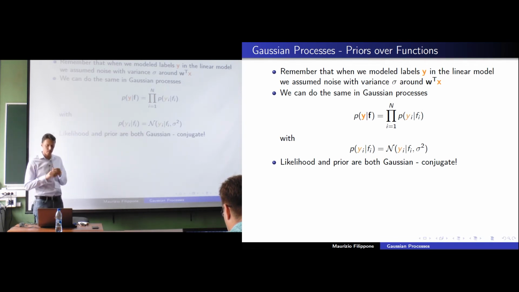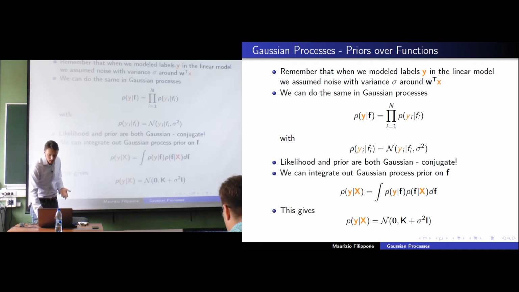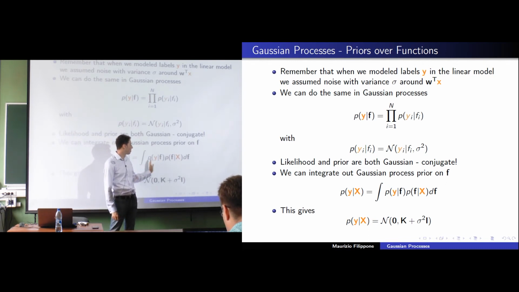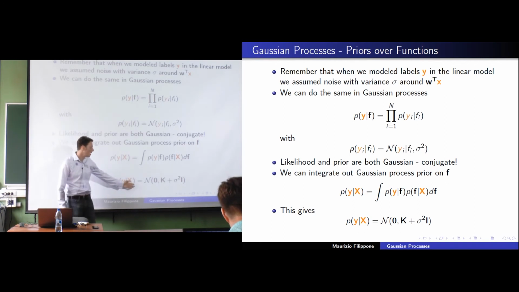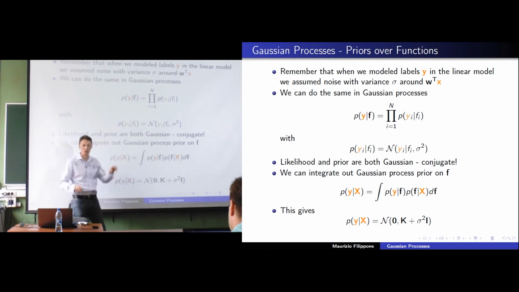Now, because the Gaussian process is a multivariate Gaussian, and the likelihood is Gaussian, guess what? Then we can integrate out f. So we can get p of y given x by doing p of y given f times p of f given x, integrating out f. And in the end, what we get is that p of y given x is going to be Gaussian with the original covariance k plus some diagonal noise.